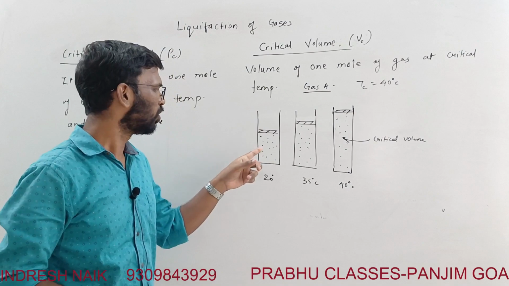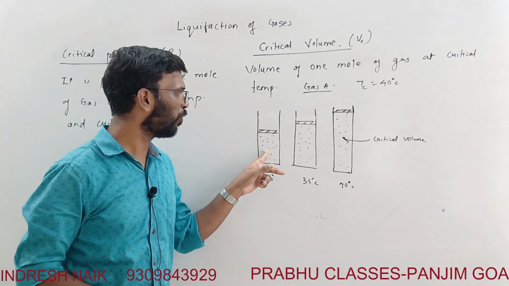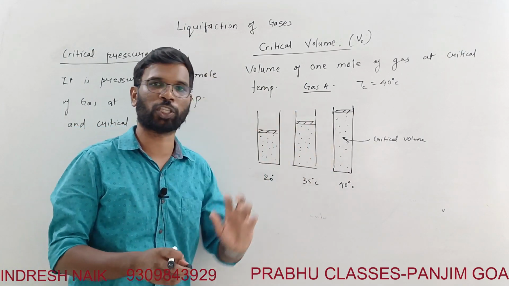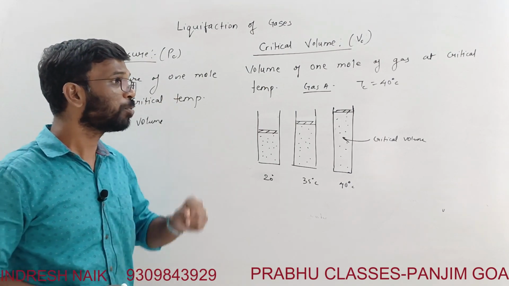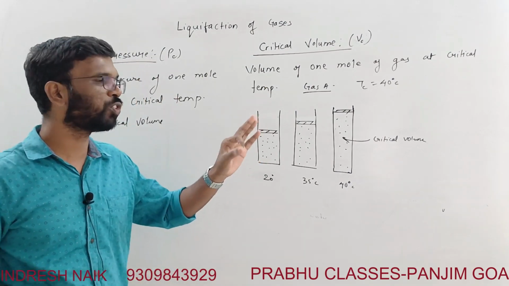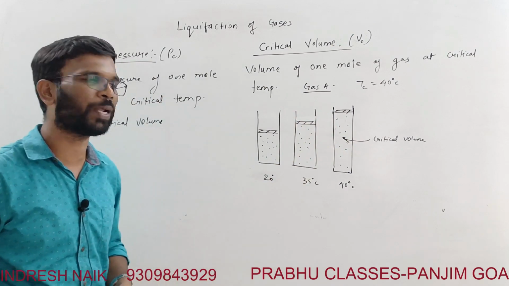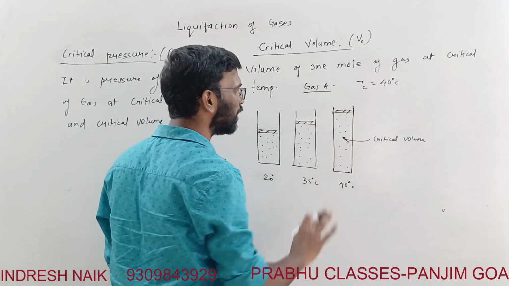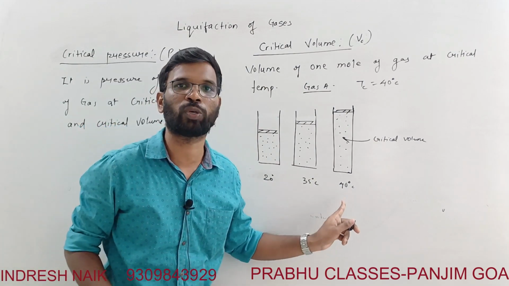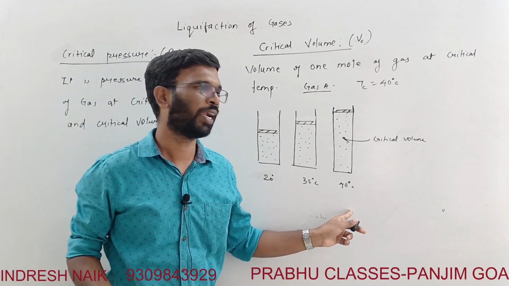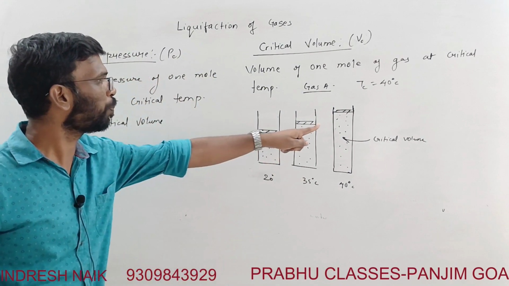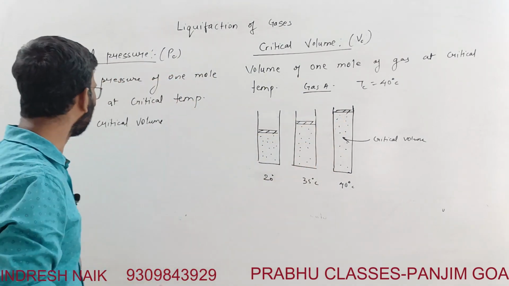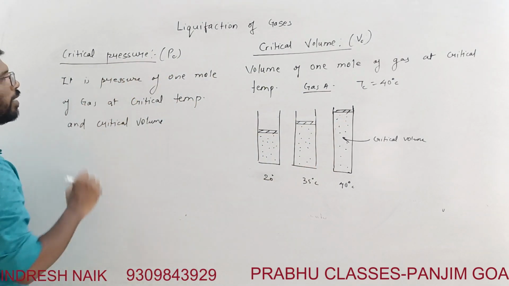Let's say gas A is our interest. Here the pressure will be different at different conditions, right? Which pressure is the critical pressure? The pressure of this gas in this much volume, because it is at the critical volume and the temperature is also the critical temperature for gas A. The pressure created by this gas is the critical pressure.